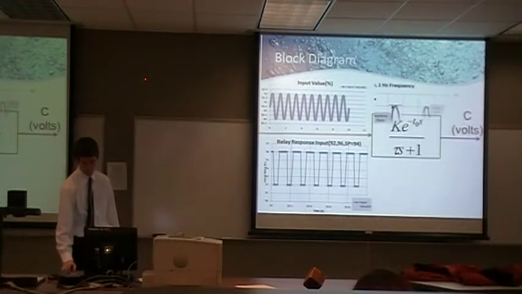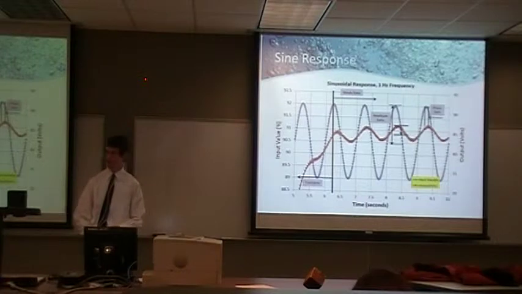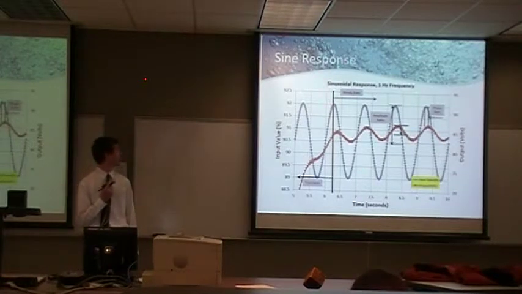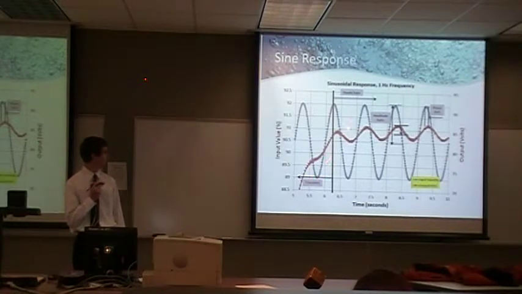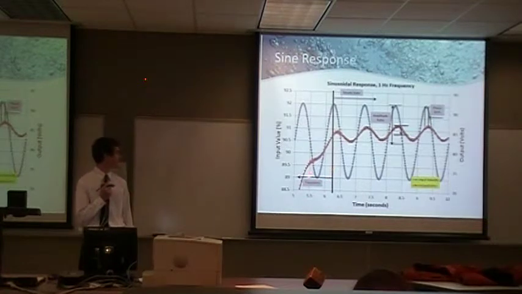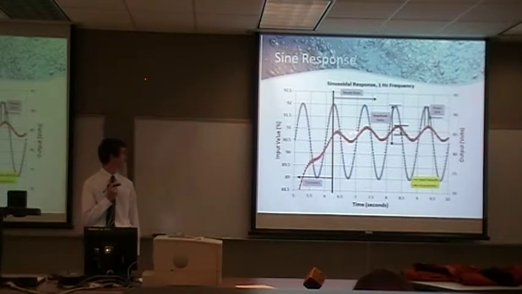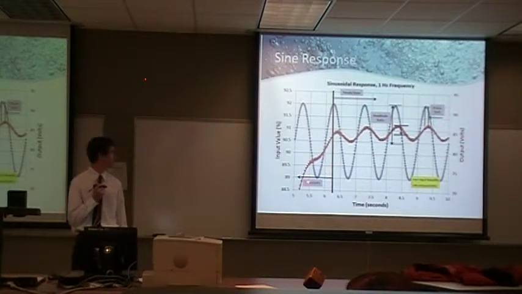This is an example of our sine response graph. You can see we have a base input of 90.5 volts for this example. It increases up to 92 and decreases down to 89%. And it oscillates up and down between those values. Our red line indicates the output, which is also oscillating.